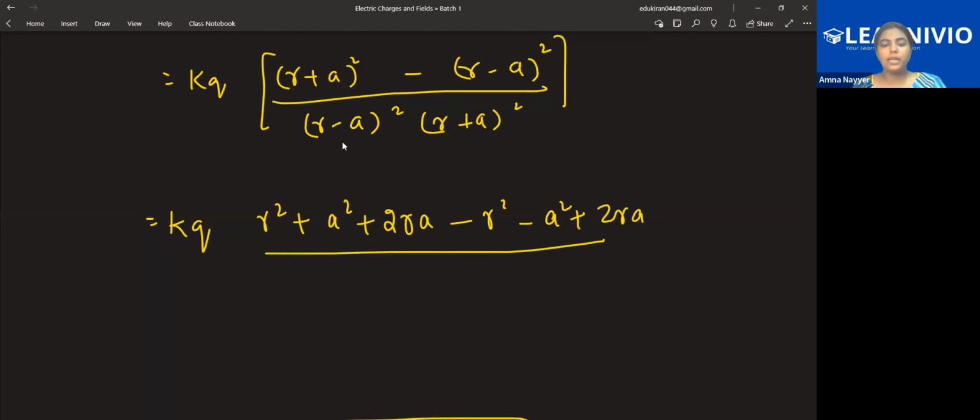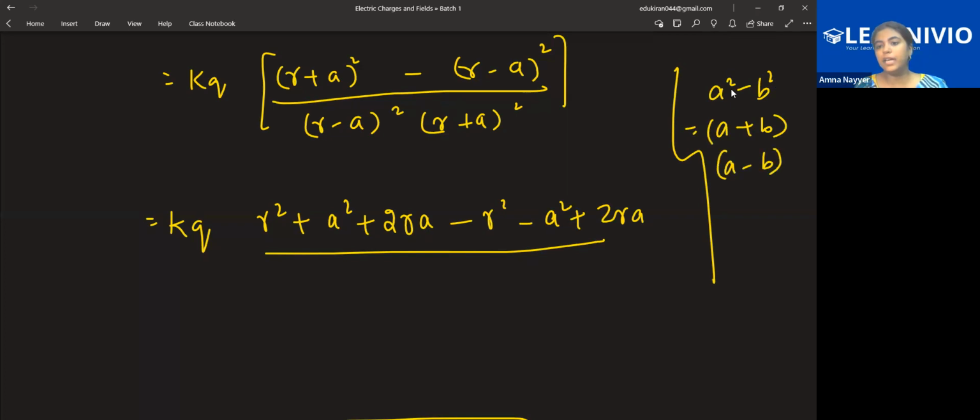Come to the denominator. A minus b square into a plus b square. Forget the square terms. Just see a minus b into a plus b. There is an identity a square minus b square, which is equal to a plus b multiplied to a minus b. That is the identity. So here also, since the identity is applying over here, we'll square the individual terms. r square minus a whole square, like this.